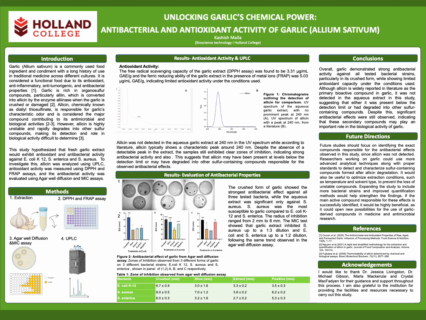Results from antioxidant activity and UPLC. The free radical scavenging capacity of the garlic extract from the DPPH assay was found to be 3.31 micrograms per ml gallic acid equivalent per gram of the starting weight, and the ferric reducing ability of the garlic extract in the presence of metal ions from the FRAP assay was 5.03 micrograms per ml gallic acid equivalent per gram, indicating limited antioxidant activity under the conditions used.